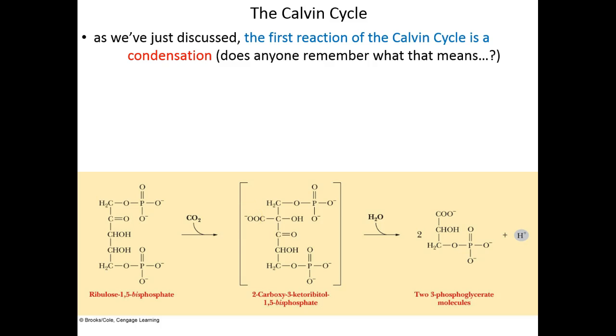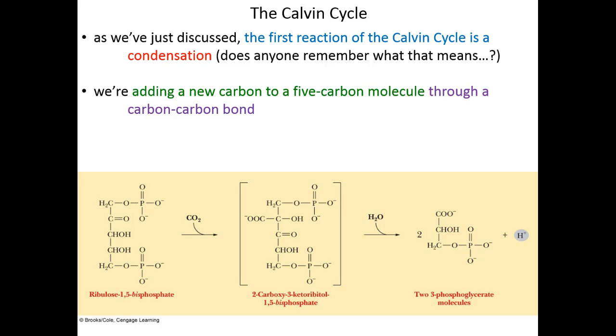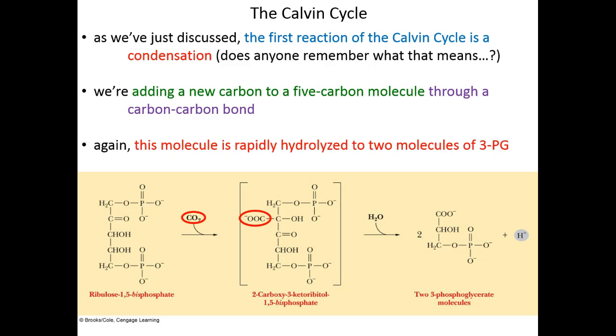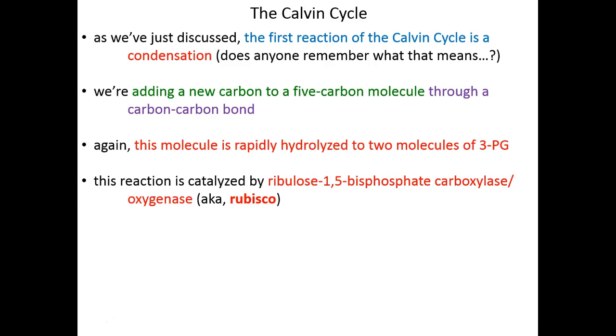That's going to create this 6-carbon beast, which we will never name, and it's that molecule that's going to break down into 2 molecules of 3-phosphoglycerate. So there's the carbon dioxide joining on with ribulose, and that instantly hydrolyzes because of its instability, giving us our 3PGs. This reaction, this condensation and cleavage reaction, the hydrolysis as well, is catalyzed by a single enzyme named ribulose 1,5-bisphosphate carboxylase oxygenase.